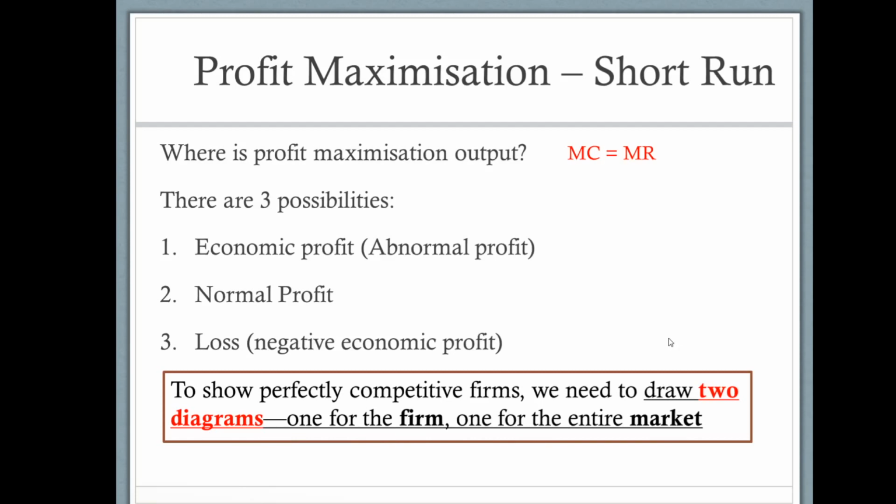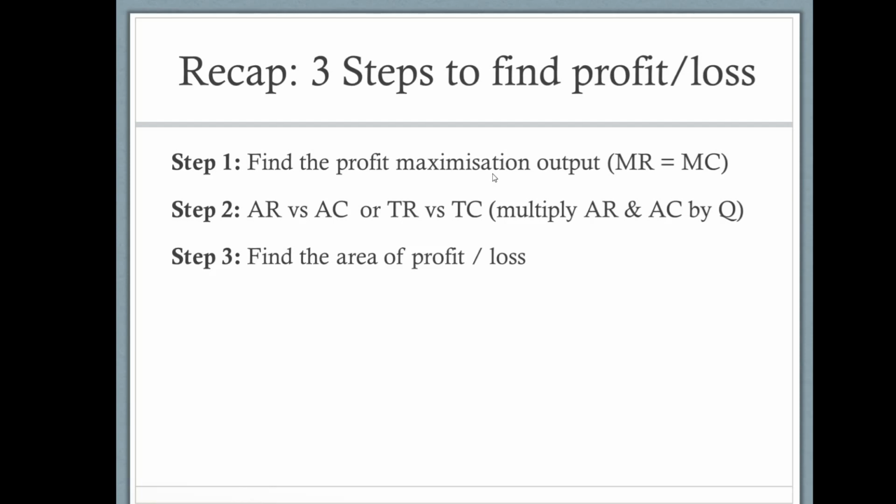Here, a quick recap: how to find profit or loss. We will take a three-step approach. First of all, you are going to find the profit maximization output, which is the one that you told me: when MR equals MC, the intersection point, that is where you will get the profit maximization output.